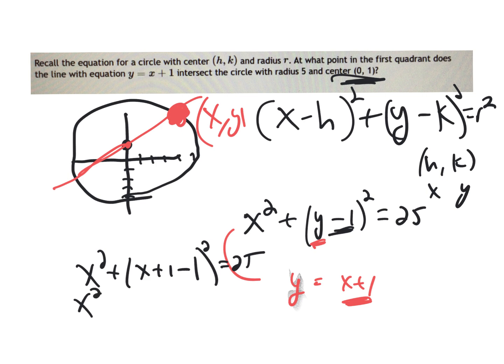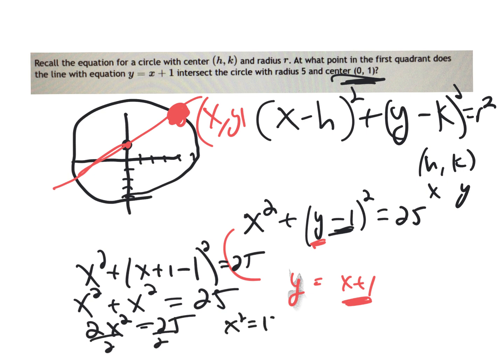So now the plus 1 and minus 1 cancel out, so x² is x², right, equals 25. And then we add those two like terms together, so we get 2x² = 25. I'll divide by 2, x² = 12.5, and then we'll take the square root. What we've got to remember is if we take a square root, we get a positive answer and a negative answer. But because this is in quadrant 1, all we need to worry about is the positive answer.